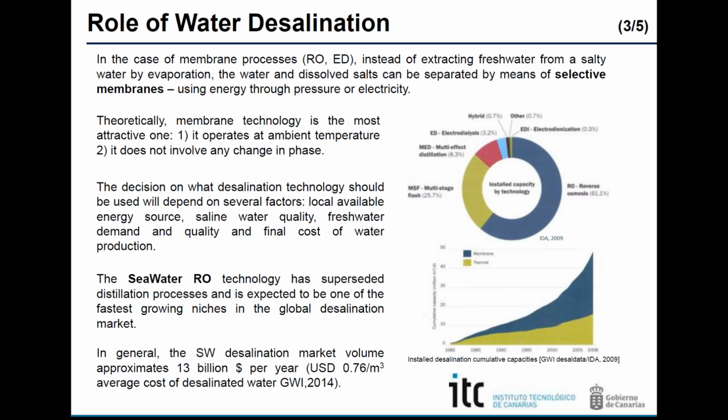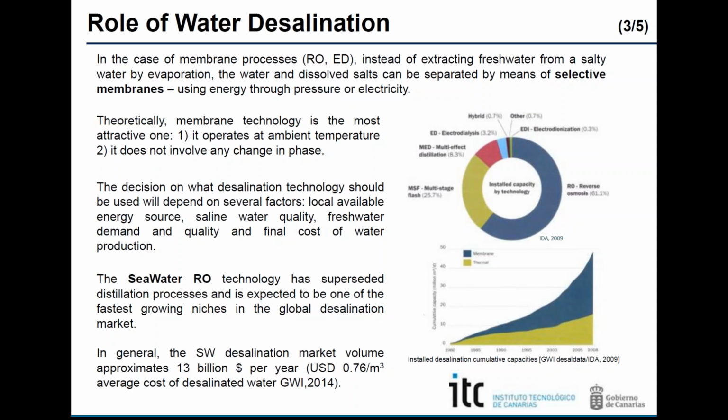RO means reverse osmosis and PV photovoltaics. So first a short introduction about desalination, then a little bit about combinations between renewable energies and desalination, and particularly the PV-RO experience, our experience, because this is the technology at ITC that we know best. And then other initiatives that are taking place in the European scenario.